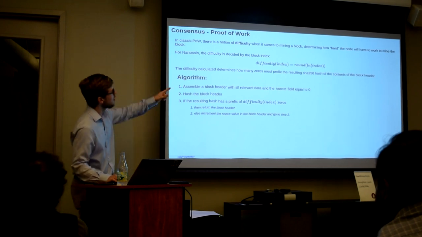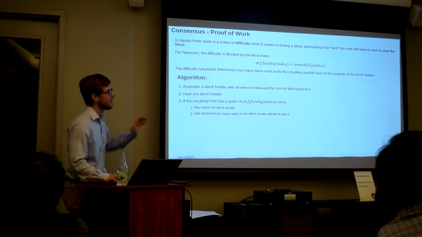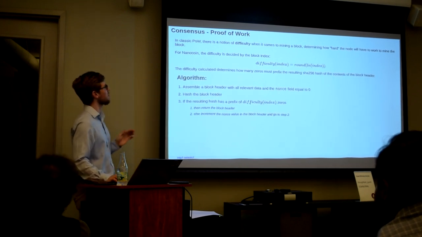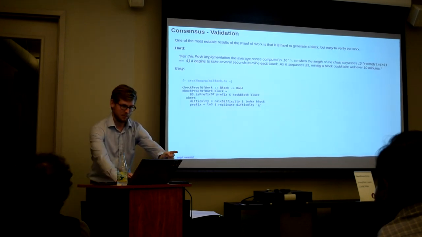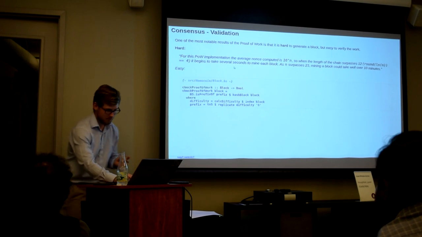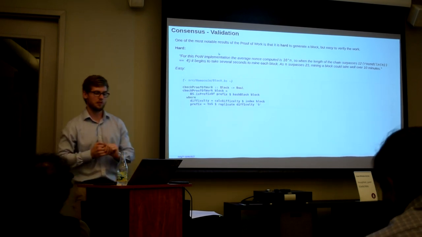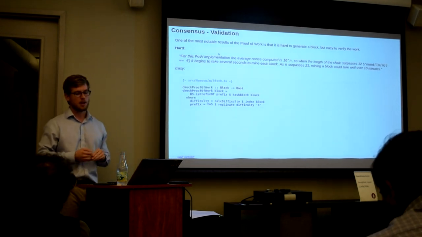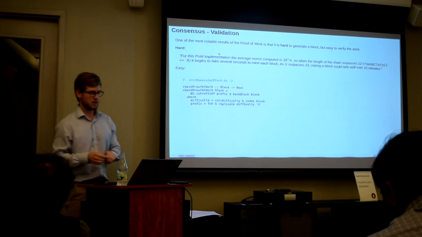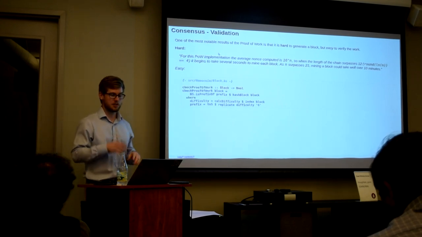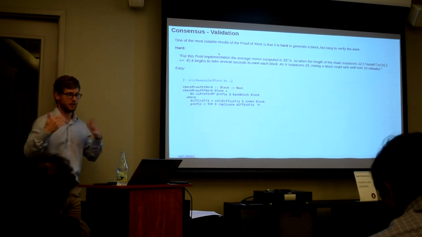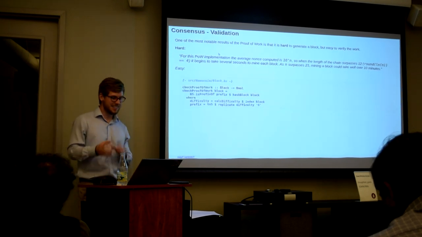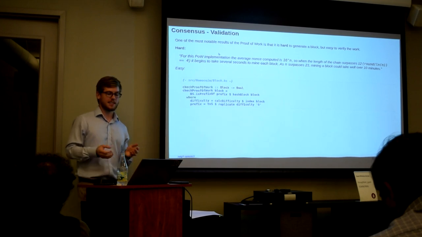Actually, there's a flaw or a feature in this proof-of-work algorithm that is said here. I'm just going to read it verbatim. One of the most notable results of the proof of work is that it's hard to generate a block, but easy to verify the work. So for this implementation, the average nonce, the number that I'm adding to the block header to get new hashes, is 16 to the n, where n is the index.